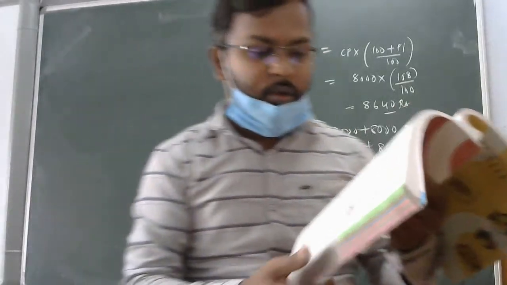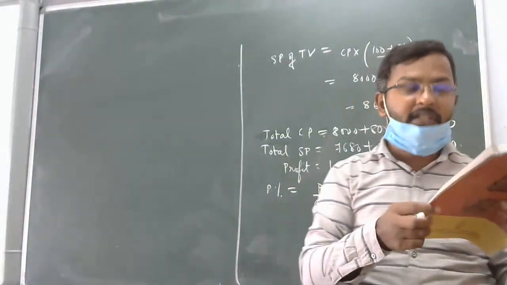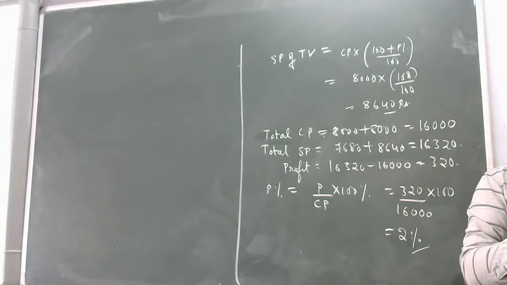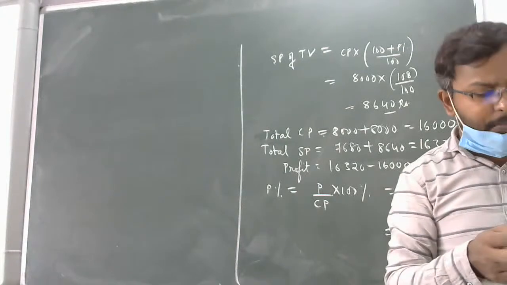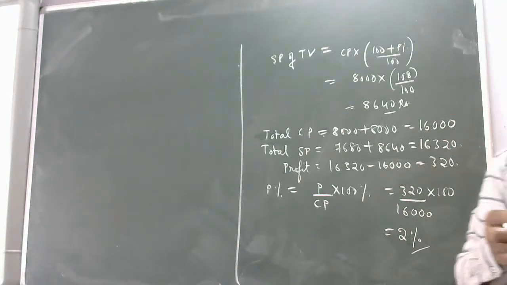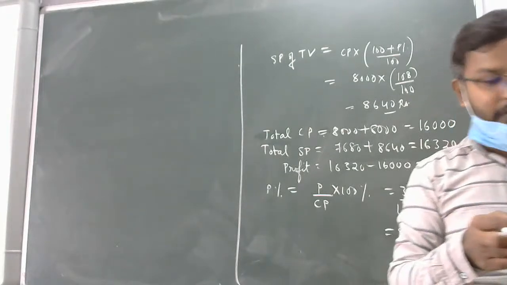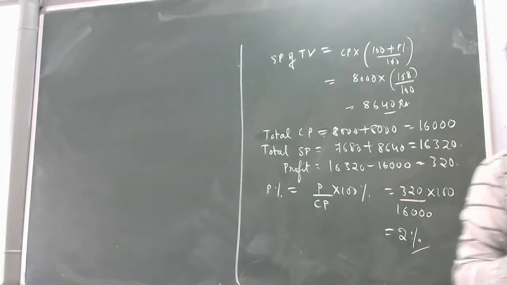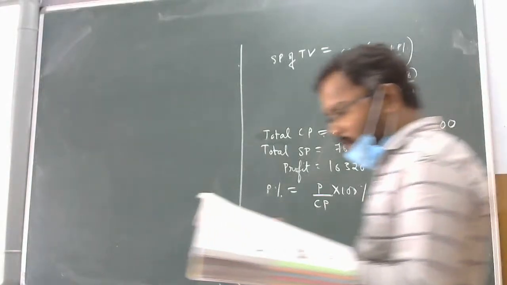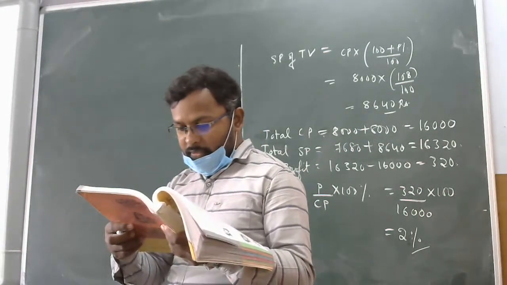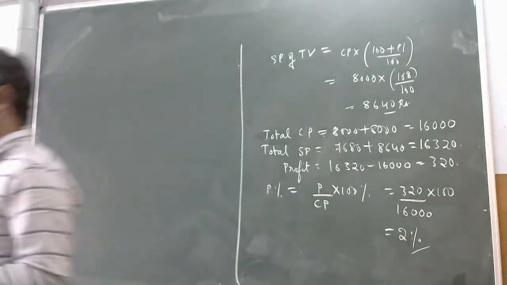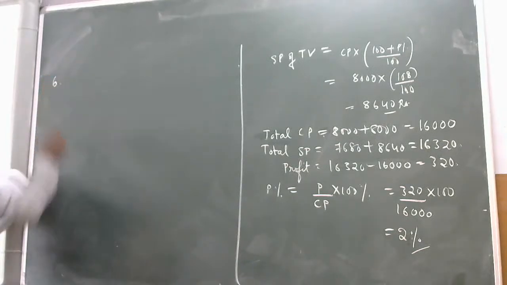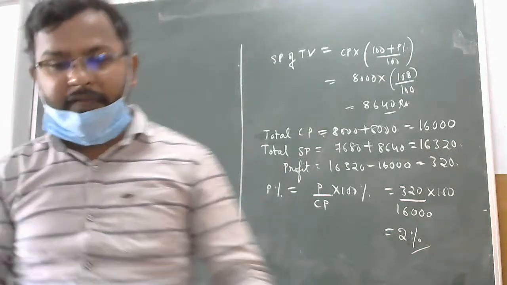The next question is: during a sale, the shop offered a discount of 10% on the MRP, that is the marked price, of all the items. What would a customer have to pay for a pair of jeans marked 1,450 and two shirts marked at 850 each? So now you have to find how much the customer has to pay. First of all, we will write all the things given in the question.